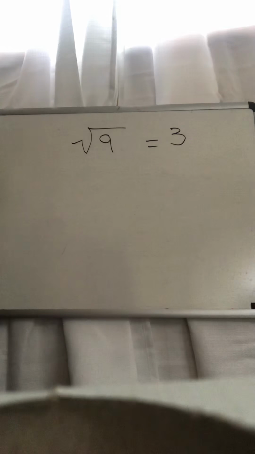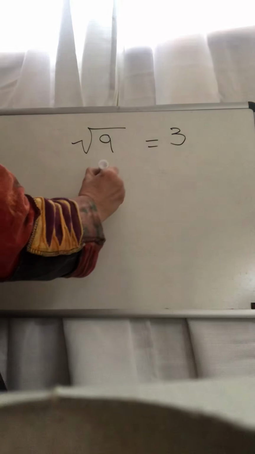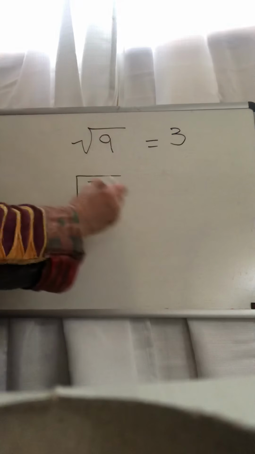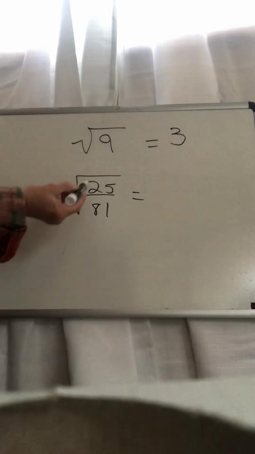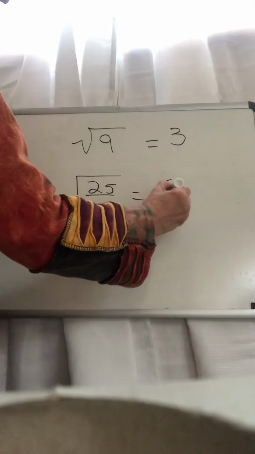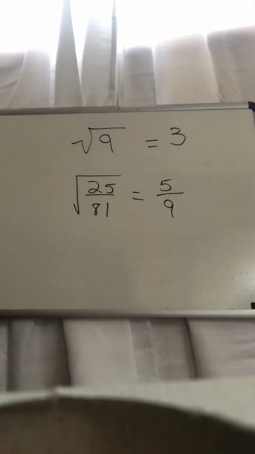Okay, then number 2, we've got 25 over 81. Square root of 25, square root of 81. So our final answer is 5/9.